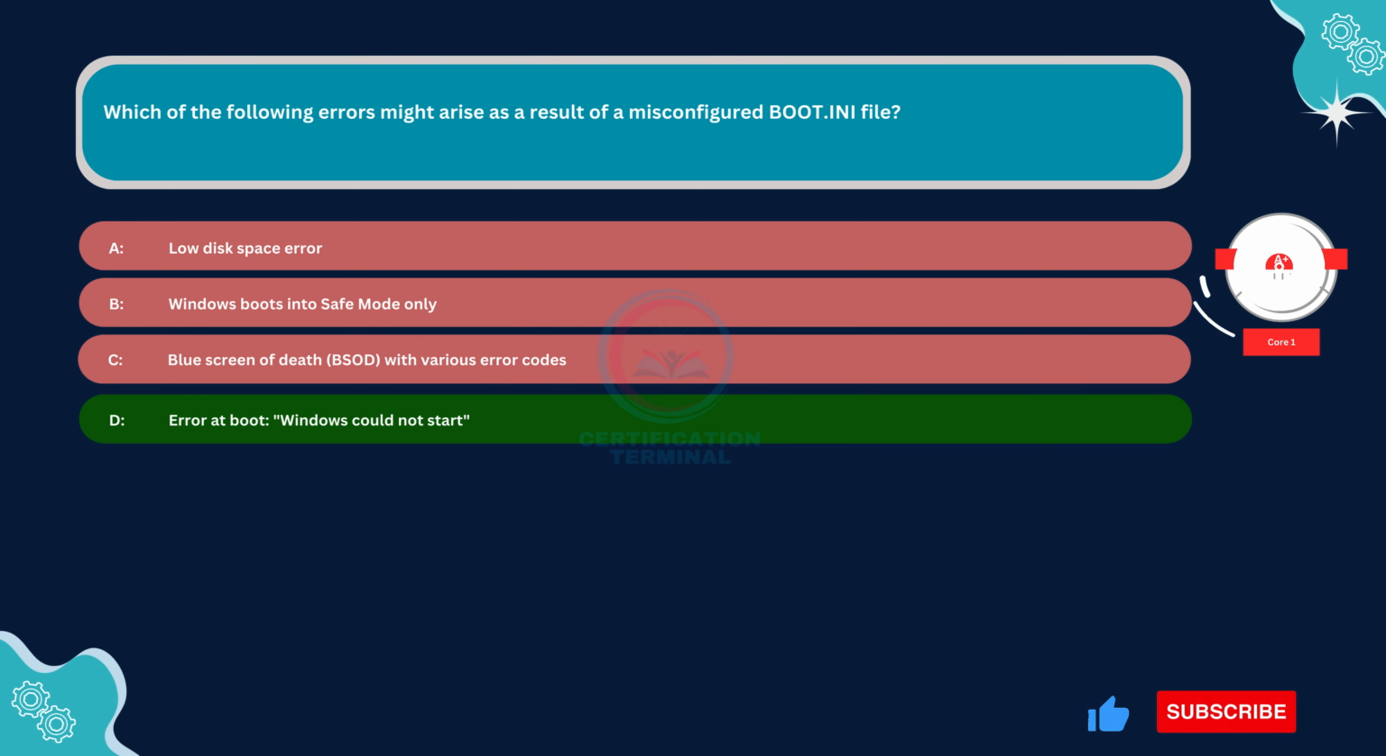Option C, blue screen of death with various error codes, is incorrect. The blue screen of death usually indicates critical errors in the Windows operating system, such as hardware failures, incompatible drivers, or system file corruption. While a misconfigured boot.ini file could contribute to boot problems, a BSOD with various error codes is more indicative of broader system issues, rather than solely boot.ini misconfiguration.